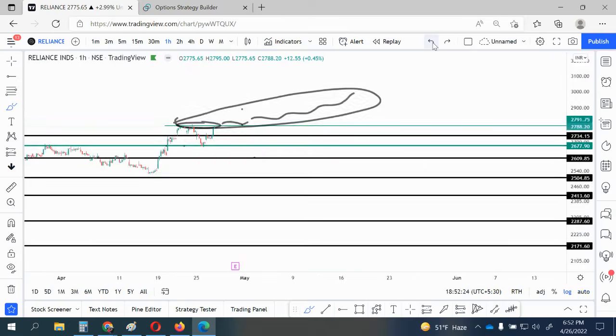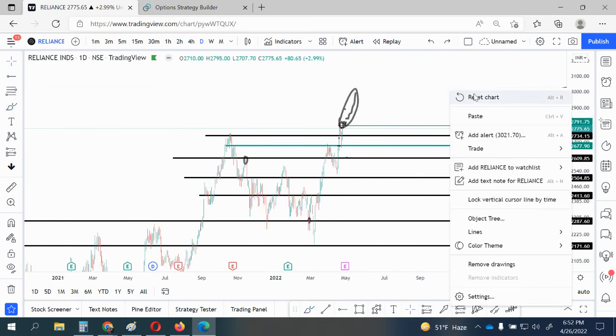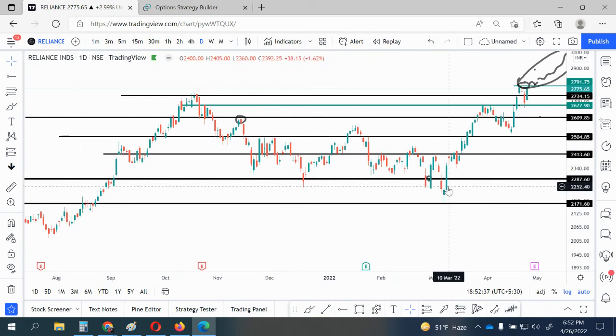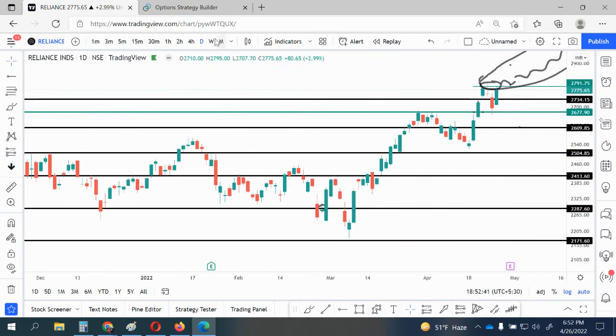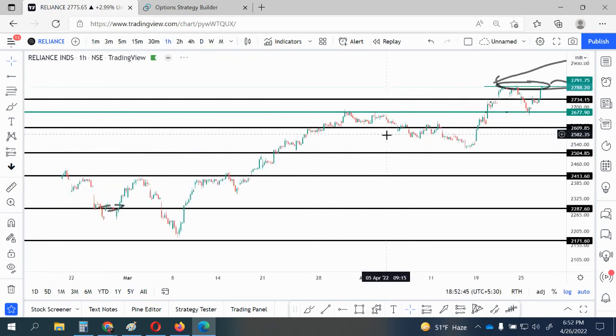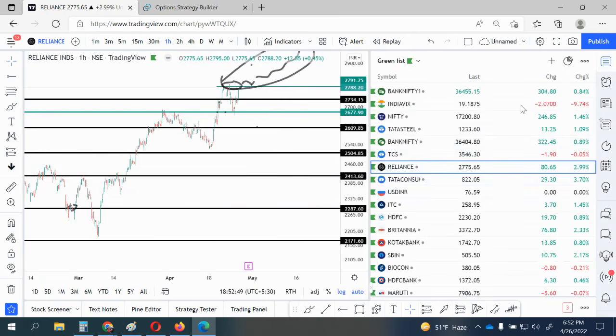So I know this video is getting lengthy, but this is very important. See, the market went up, it retraced. The market went sideways, went up, it retraced. Again the market went up, again it is retracing. If you go to the 1 hour chart, the same thing happens here. Take any stock, not only Reliance.